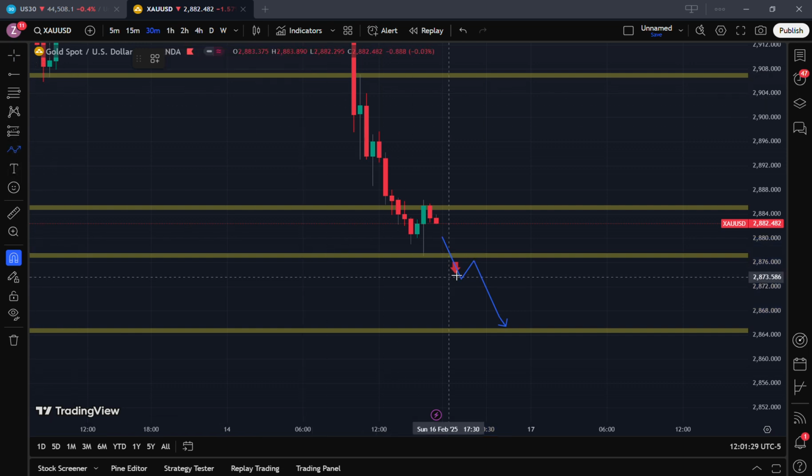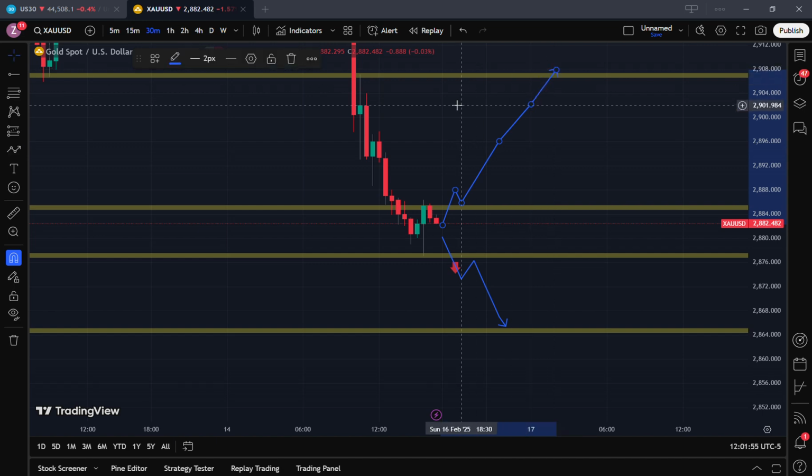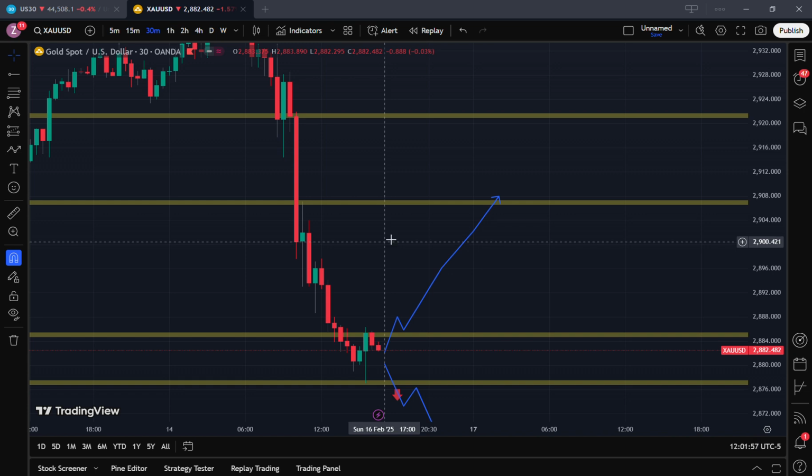My second trade idea would be for the price to close above the resistance, and since it's a counter trend trade, I would like for the support to be created first. When the support is created, then I'm looking to push down. This will be my first TP, this will be my second TP, and ultimately that will be my third TP. So this is my trade range, and let's see how the market plays out.